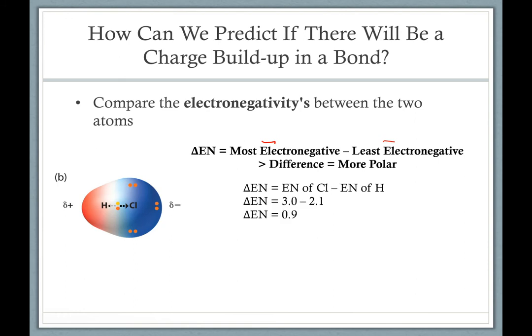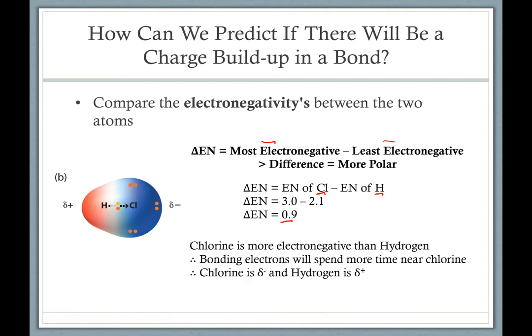Okay, so if we look at the example that we did there, we solved for the difference in electronegativity between chlorine and hydrogen. So we had 3.0 minus 2.1, and we got 0.9. Chlorine is more electronegative than hydrogen, so the bonding electrons will spend more time near chlorine, and hydrogen will be slightly positive.